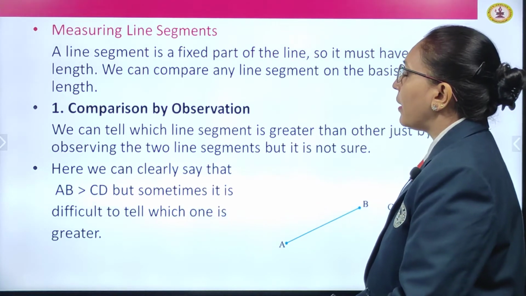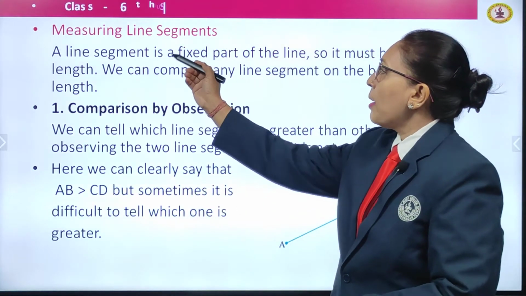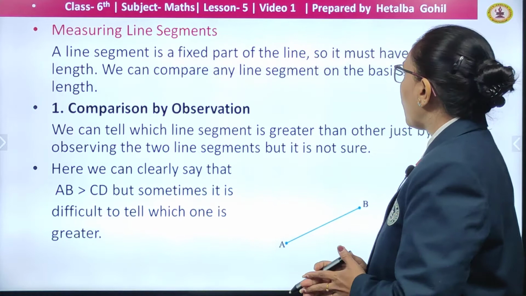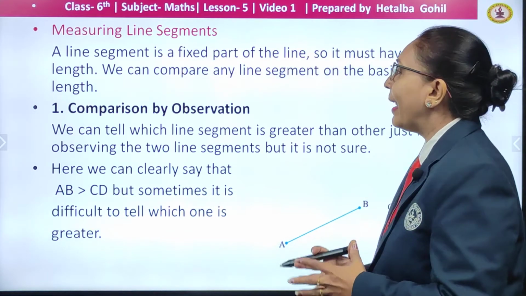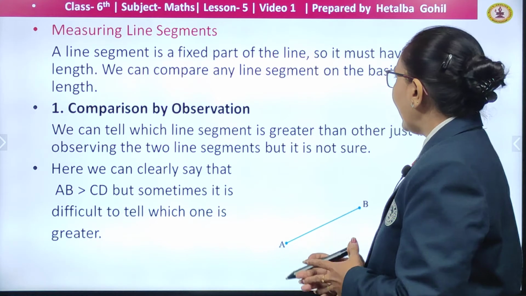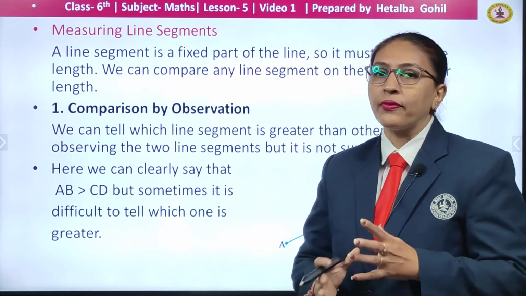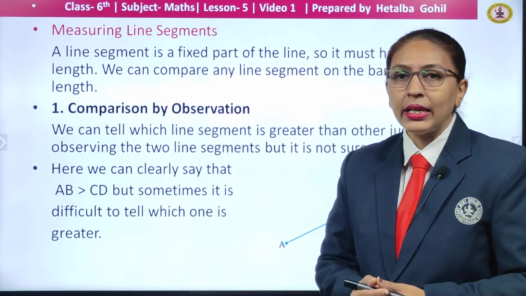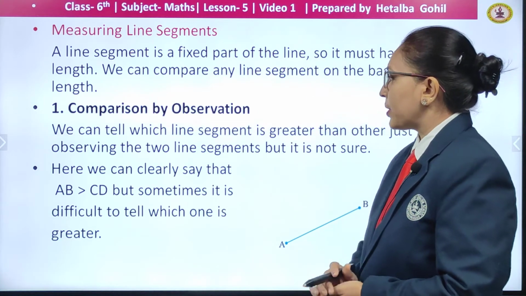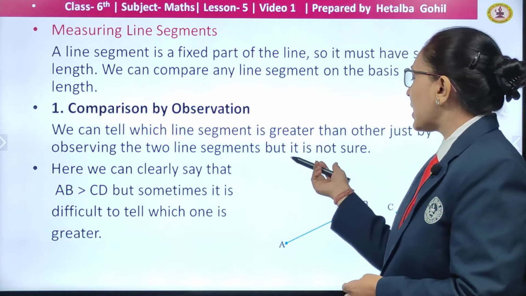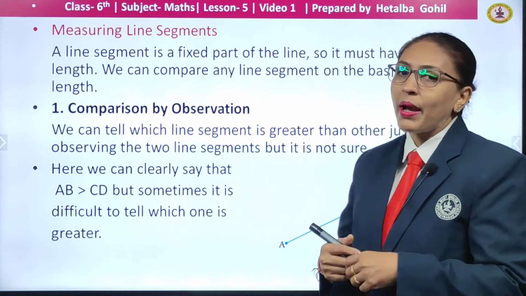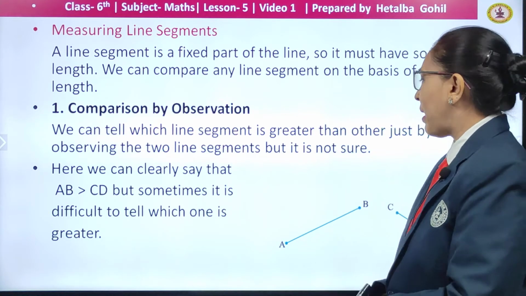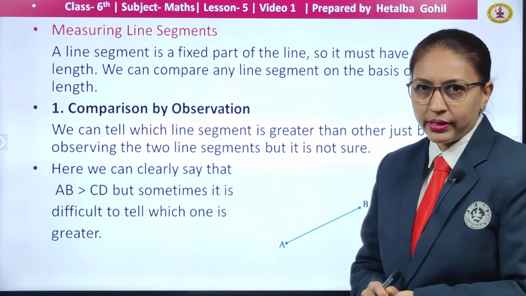Now the first thing to learn under the chapter we have here, measuring line segments. A line segment is a fixed part of the line, so it must have some length, right? We can compare any line segments on the basis of their length. First, how do we usually measure a line segment? By observation. We can tell which line segment is greater than the other just by observing the two line segments, children. Yes, but one thing to be remembered, that you cannot be sure with that.